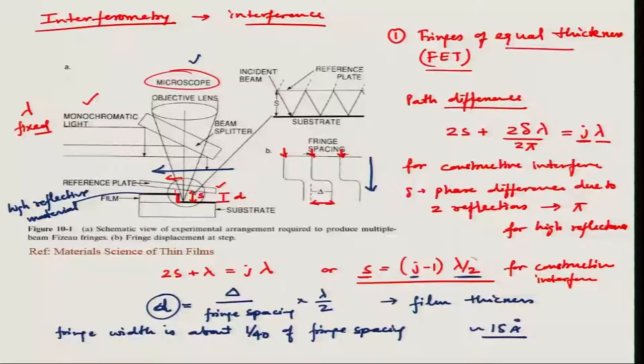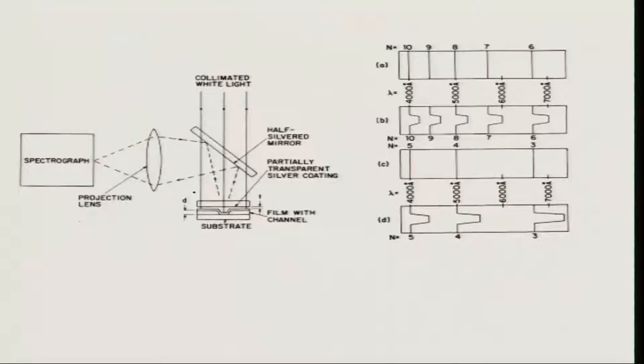The same interferometry method can be adopted in a different configuration, which is called FECO, F-E-C-O, which stands for fringes of equal chromatic order.